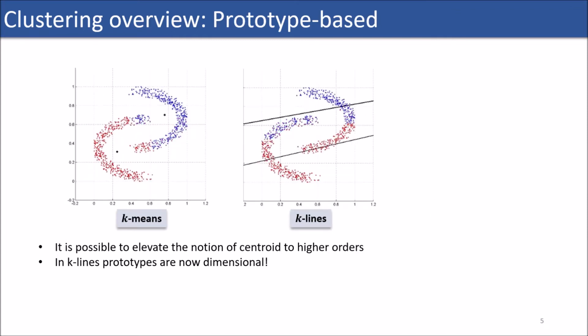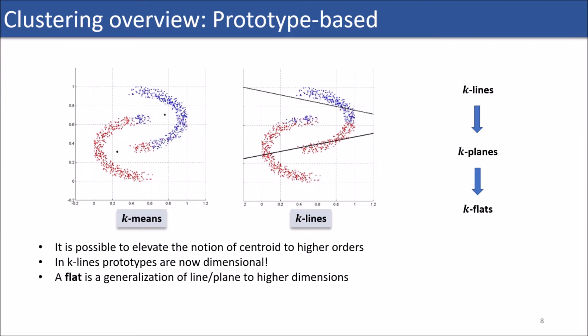On the left you can find K-means in action. Each prototype is a central point responsible for the cluster it claims, collectively minimizing the Euclidean distance to all points. In K-lines on the right, lines are chosen as central objects. This way, infinitely many central points can be utilized; in other words, prototypes are now dimensional. This logic can be extended to higher dimensions, arriving at K-planes, or K-flats in the most general setting, where a flat is a generalization of a line or a plane to higher dimensions.